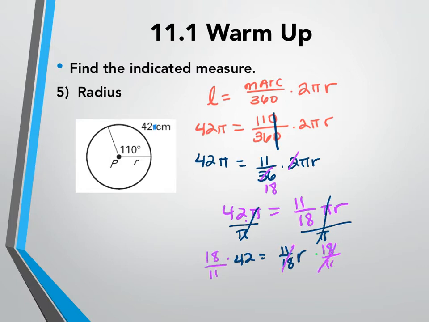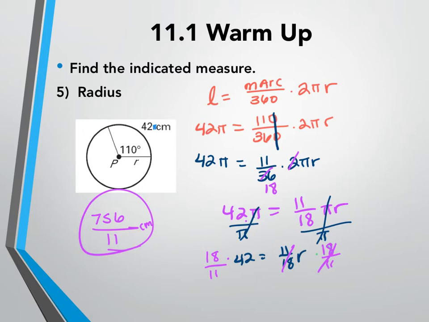These are gone. 756 over 11, and then pi can either be up here, or it could be 756. You don't have pi, you cross it. Like that. Okay? That's as simplified as it gets. I don't need you to rewrite that in mixed number form. I'd actually prefer it to be left improper. And this would be centimeters.